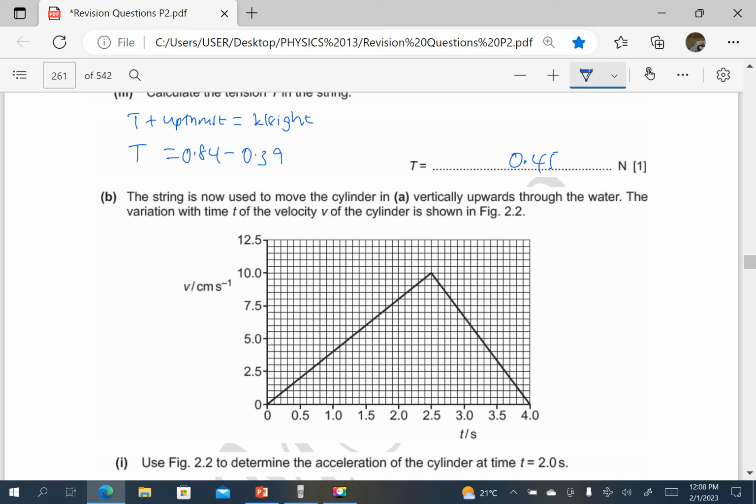The string is now used to move the cylinder vertically upwards through the water. So the motion is vertically upwards. The variation with time t of the velocity of the cylinder is shown in the figure. So the velocity increases, all of a sudden it decreases.